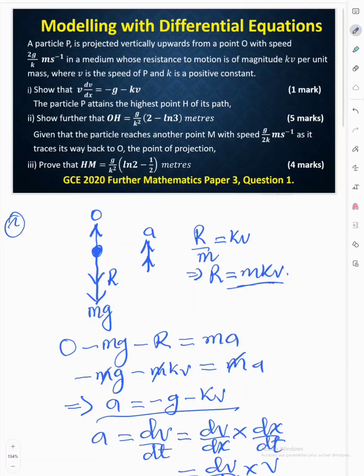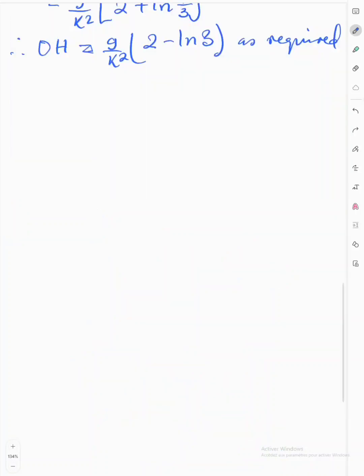Now in the last part of the question, we are given that the particle reaches another point M with speed g over 2k meter per second as it traces its way back to O, the point of projection. We are now required to prove that HM, the distance from the highest point to that point M below the highest point where the particle is descending, equals g all over k squared into ln of 2 minus half meters.